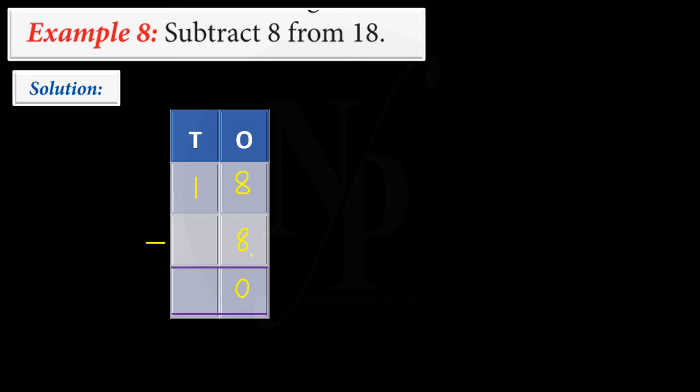So 8 minus 8 is 0. And in 10's place we have 1 here. We don't have any digit here, which is 0. So 1 minus 0 is 1. So we write 1 in 10's column here. Therefore, on subtracting 8 from 18, we get 10 as answer, which can also be written as 18 minus 8 is equal to 10.